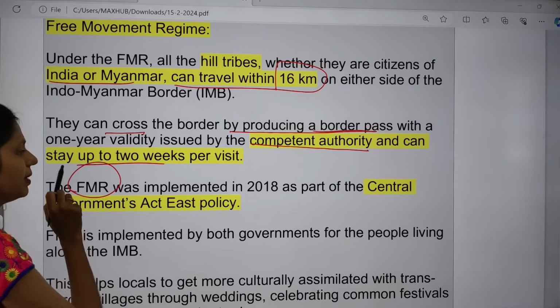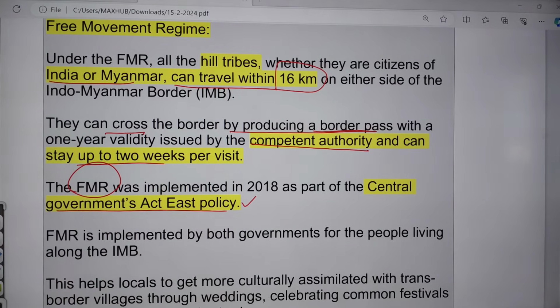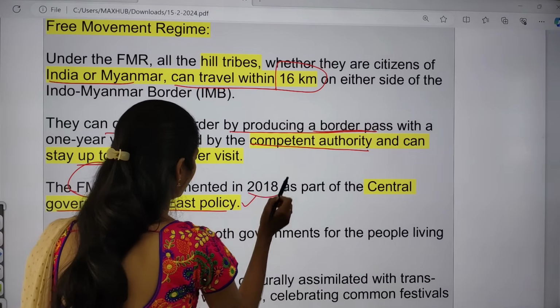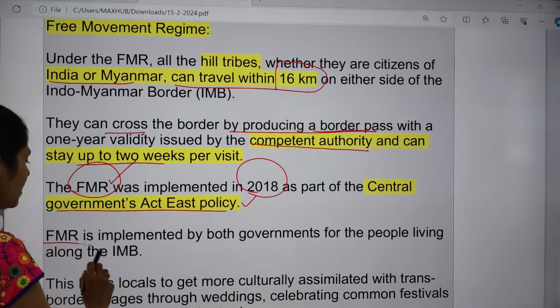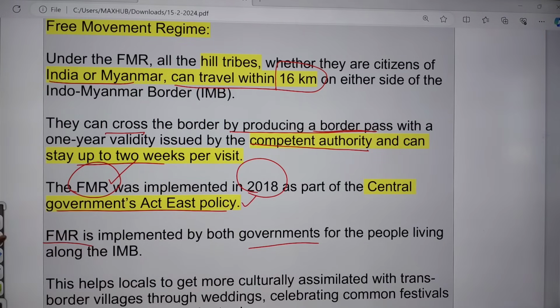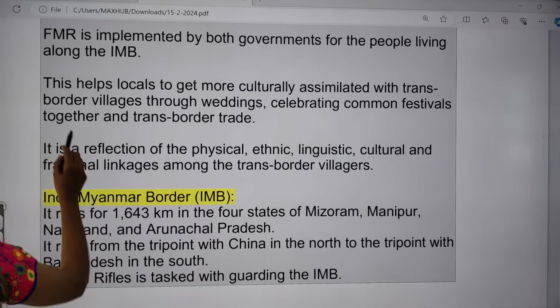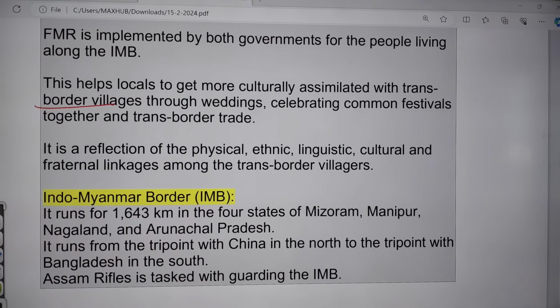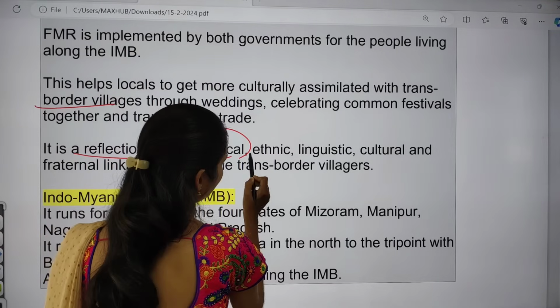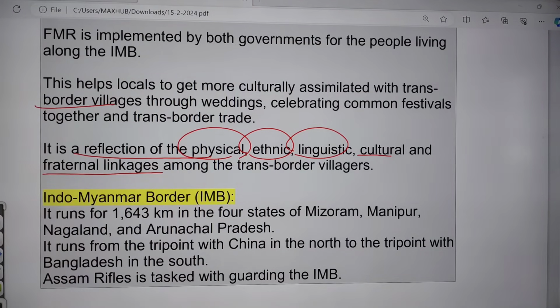And this free movement regime was implemented in the year 2018 as part of the Central Government's Act East policy. It is implemented by both governments for the people living across this India-Myanmar border. In this way, it is very helpful for the locals to get more culturally assimilated with trans-border villages, especially for weddings, for celebrating common festivals, and for trans-border trade. So this free movement regime is very important, and it is a reflection of physical, ethnic, linguistic, cultural and fraternal linkages along these trans-border villages.